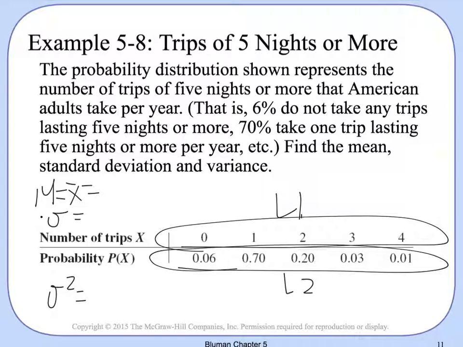Okay, Emily from Turkey Valley, you have the mean. Wesley from Starmont, you have the standard deviation. And Shannon from Starmont, you have the variance. Go ahead when you're ready.